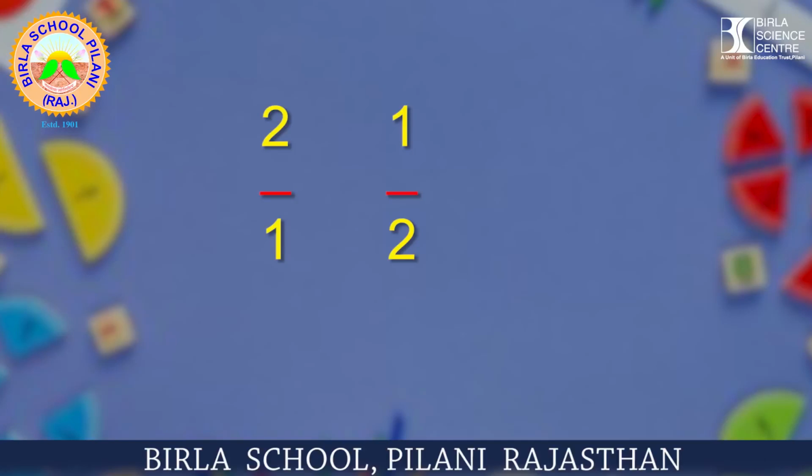So half we represent as 1 upon 2. Okay. Now one more thing I would like to add: the number that we write above the dividing line is called numerator. And the number that we write below the dividing line is called denominator. So the numbers above the dividing line are called numerator, and the numbers below the dividing line are called denominator.